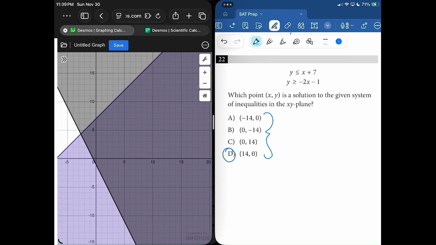The answer is D. You could also solve this algebraically by plugging in 14 for x here and here and making sure that you get a true solution. You would have to plug in 0 here and here as well, just making sure that both inequalities work out.